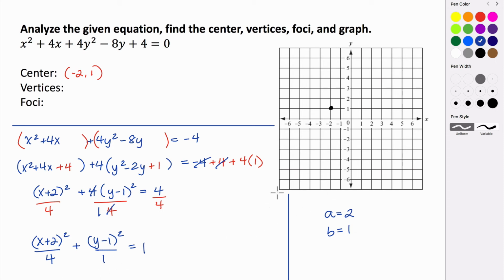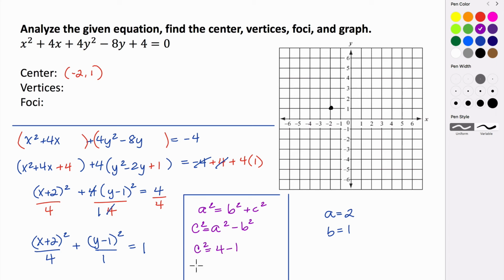And then c. Remember that the relationship between a, b, and c is as follows: a squared is equal to b squared plus c squared. So to find c, we can just isolate c by subtracting b squared. So c squared is equal to a squared minus b squared. So c squared is equal to 4 minus 1, which means that c is equal to the square root of 3. So we have c equals the square root of 3.